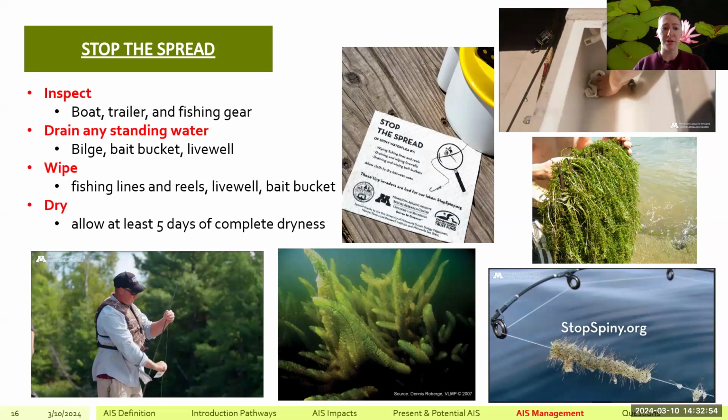Make sure that you're wiping your fishing lines and reels, the live wells and bait bucket, especially your fishing lines in areas where you know that there's spiny water flea. As you can see, they just kind of hang on right there. So usually something like a nice cardboard or a wet rag along your line, just to try and get them off would be fine. And then we try to say at minimum, let 5 days of complete dryness. That will usually kill most, if not all.